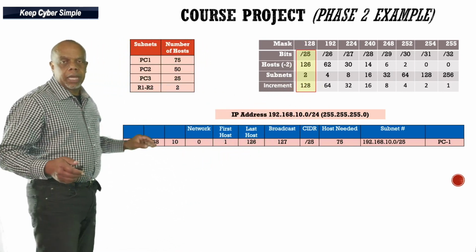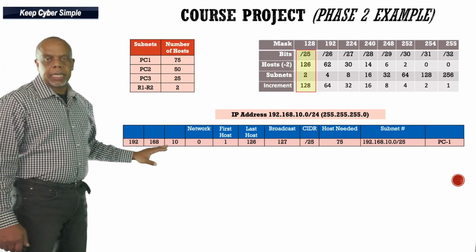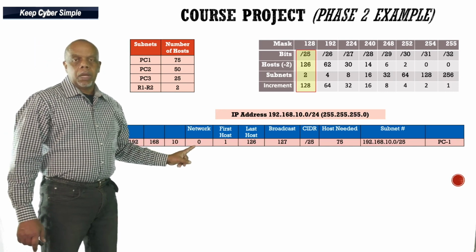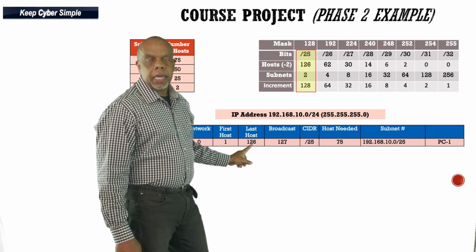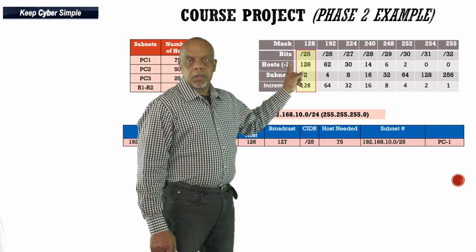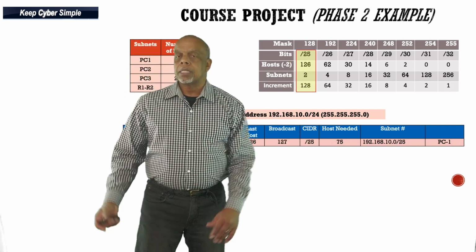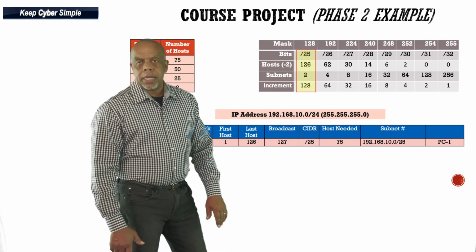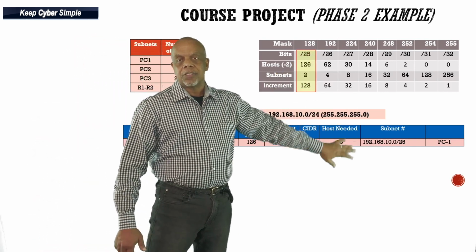So with that said, now I know what my network ID is going to be, 192.168.10.0, because that's where I'm starting from. So it's from 0. First assignable is going to be 1. The last assignable is what? 126. Broadcast is going to be 127. And that gives me the CIDR of 25. So I needed 75. I got 126. I'm good to go. And like I said, my network ID is going to be 192.168.10.0 with a CIDR of 25.